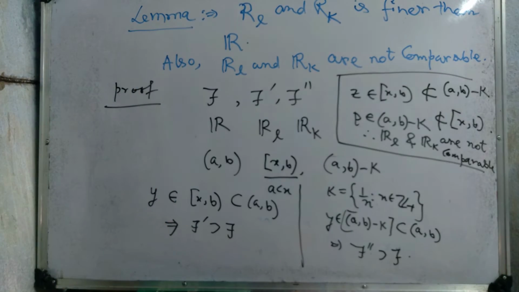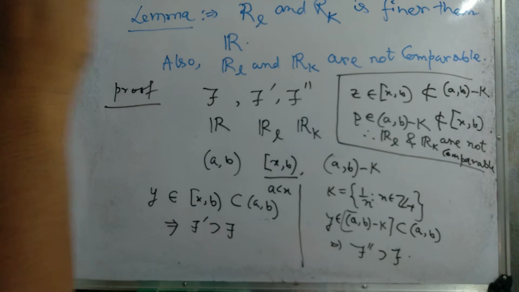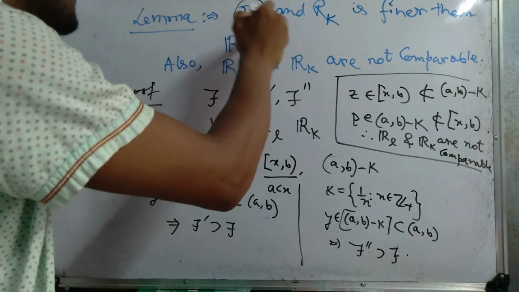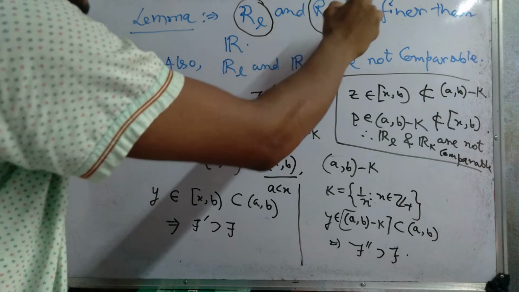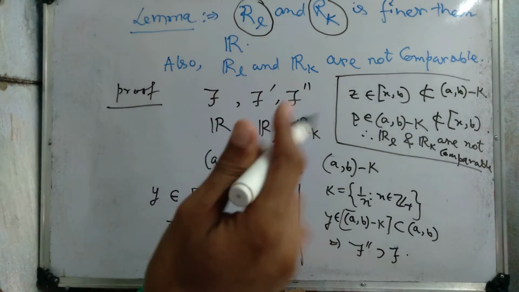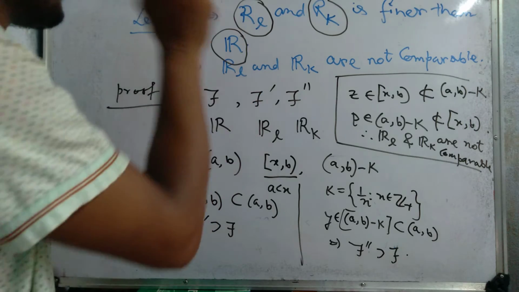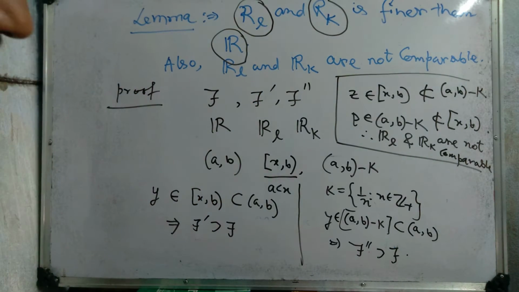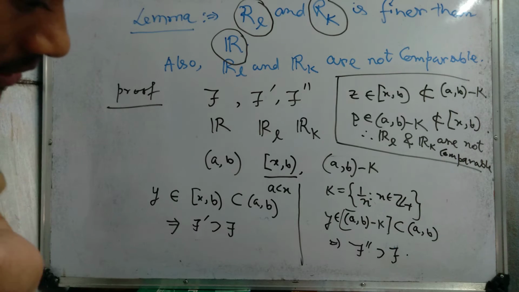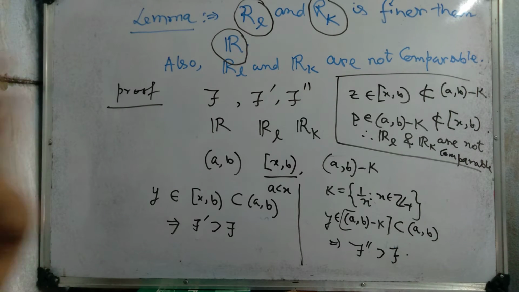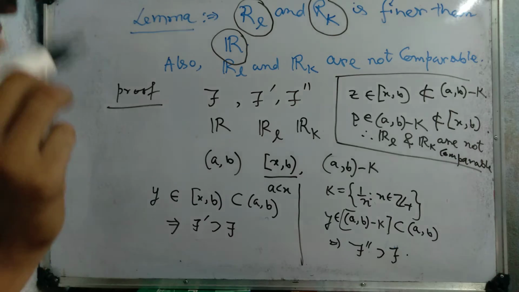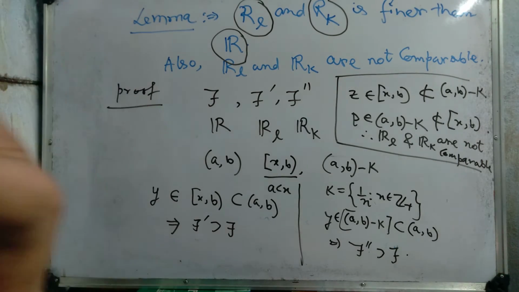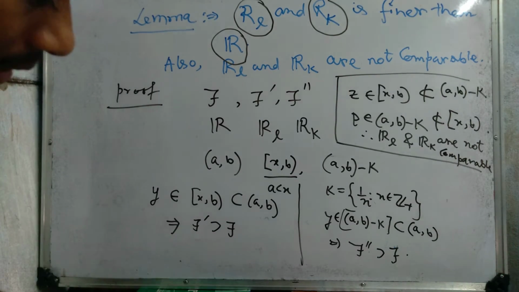This one is very simple. We see the lower limit topology R_l, the K topology R_K, and the standard topology R. R_l is finer than R and R_K is finer than R, obviously strictly finer, but R_K and R_l are not comparable. We see it better.